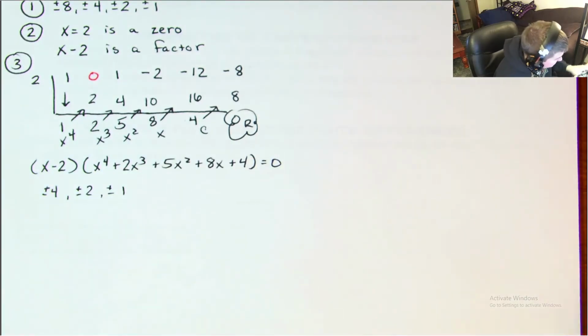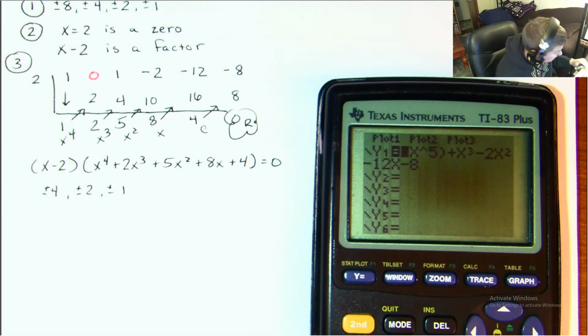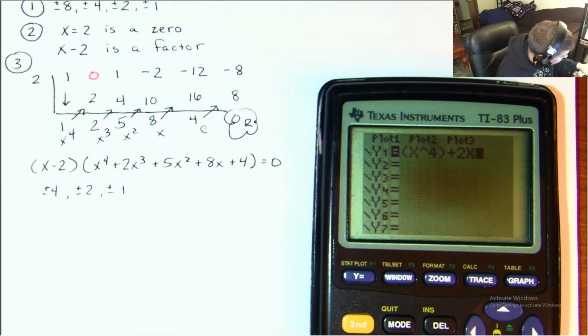Okay, so let's go ahead and type this into the calculator. We're going to go x to the 4th plus 2x to the 3rd plus 5x squared plus 8x plus 4. Then I'm graphing.